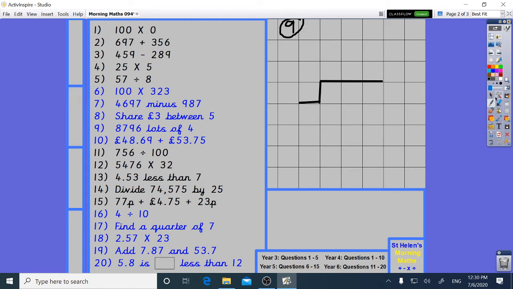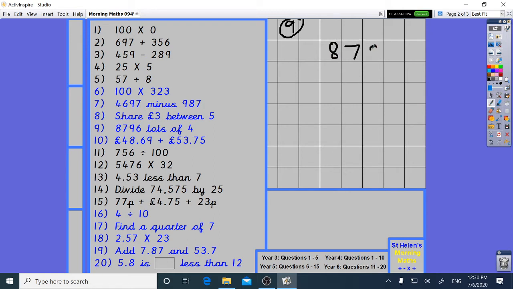Number 9 is quite a nice one because you have to read it, probably worth reading it twice just because of the way it's written. It's 8,796 lots of 4, or you might say 4 lots of 8,796. So it's multiplication. Let's get the pen again.